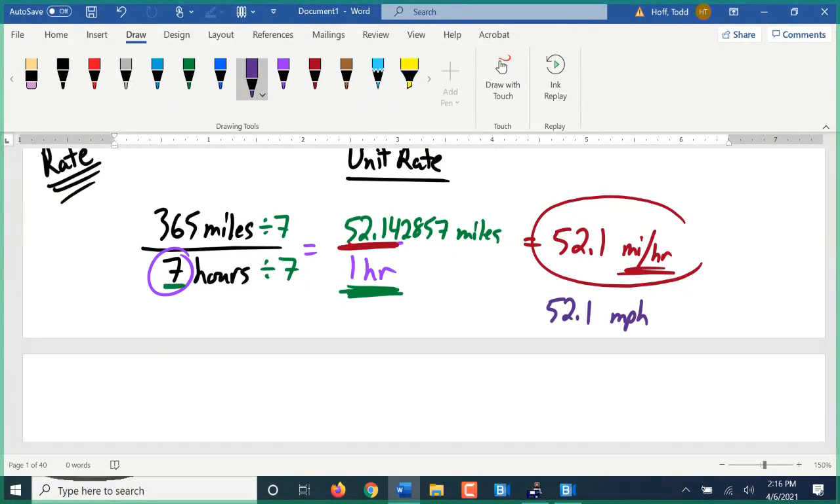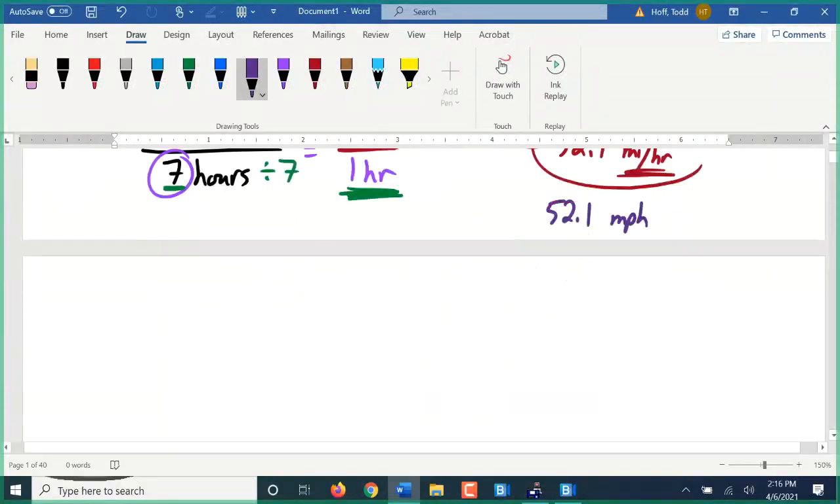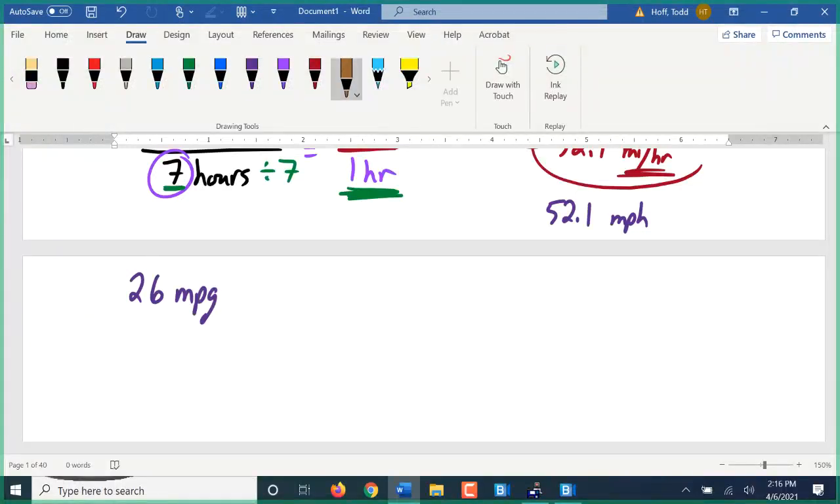We have to be aware, however, that whenever we see something like that, there is more implied. For example, let's say on that trip, we get 26 mpg. Well, we know that mpg stands for miles per gallon. So when we see that, we need to be thinking that what that means is 26 miles over 1 gallon. Because this is the form we need it in if we're going to do any calculations with it later.